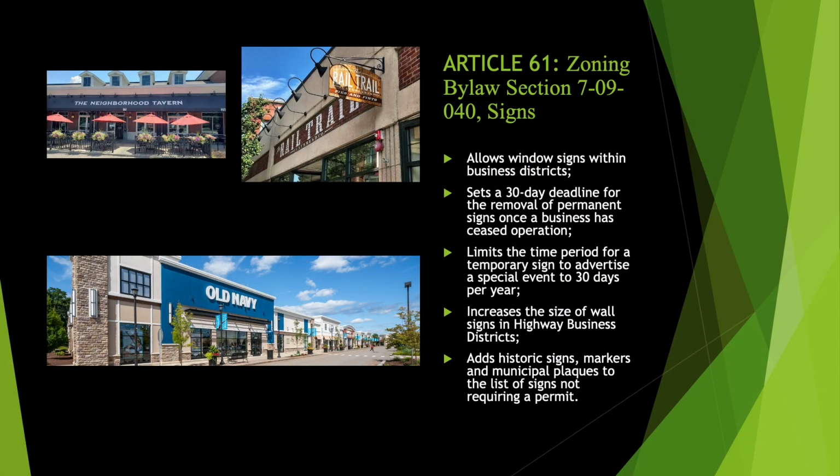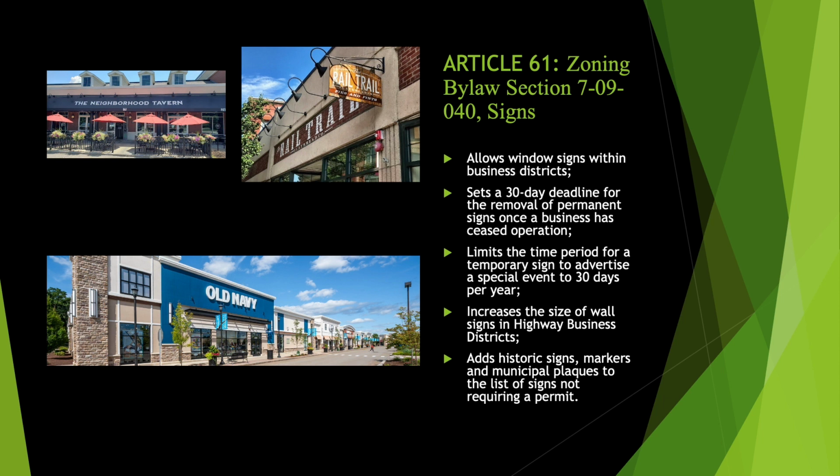So 61? So 61 is an article pertaining to signs. So it would allow window signs, permanent window signs, to be installed within business districts. So this would be something new. They currently are not allowed. It sets a 30-day deadline for the removal of permanent signs once the business has ceased operation at the site. It also limits the period of time for temporary signs to advertise a special event, so that will now be capped at 30 days per year.